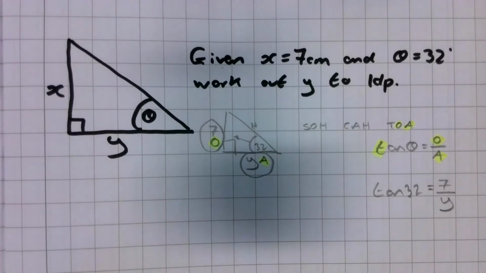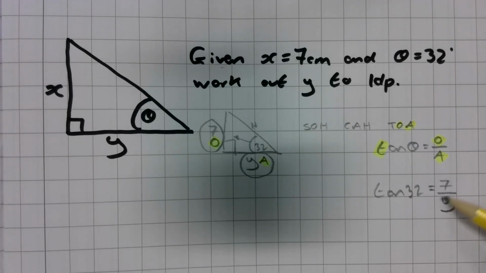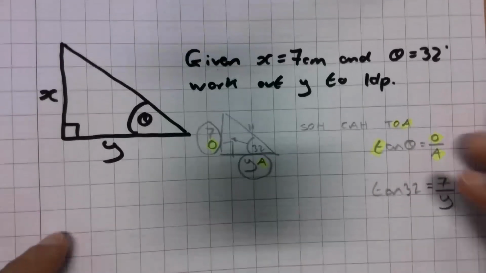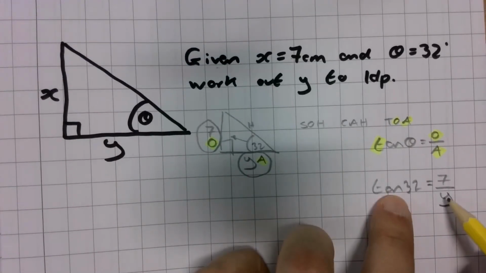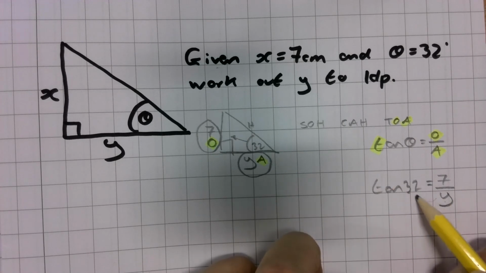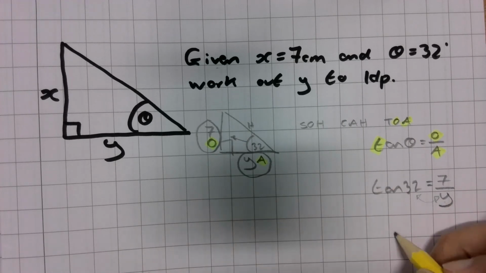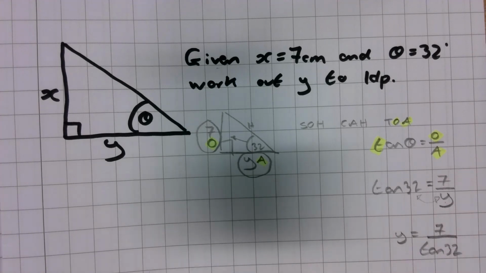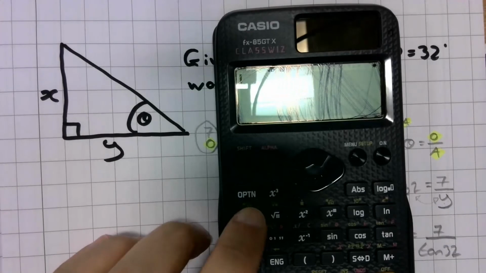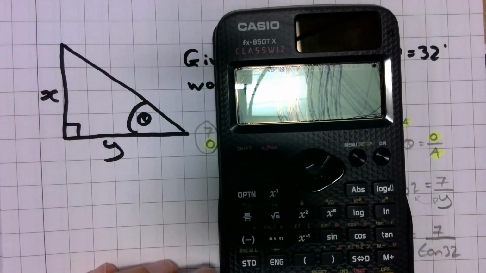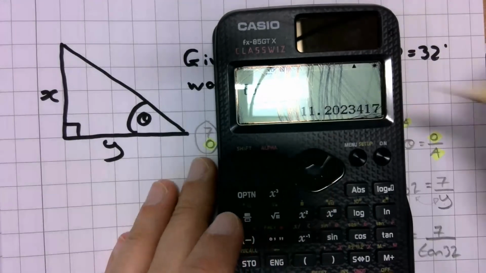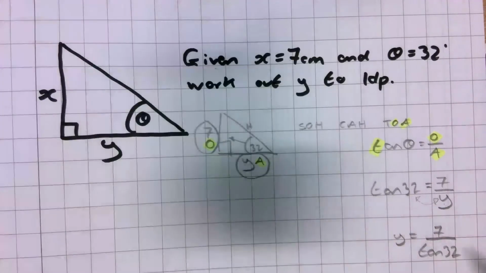Now the thing we're trying to figure out is on the bottom of the fraction. Up there it was on the top, so we multiplied. Down here, it's on the bottom, so whenever you get an equation like this, these two things effectively swap places. So y equals 7 over tan 32. Put that into your calculator, using the fraction button, 7 over tan 32. We get an answer of 11.2 to one decimal place. So y goes to 11.2.